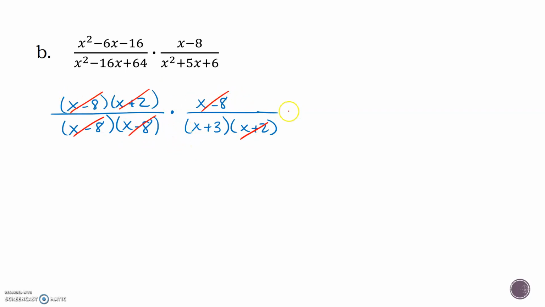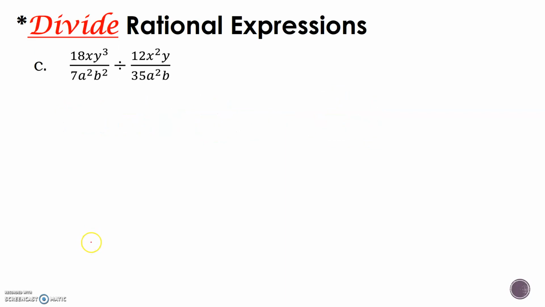I don't have anything left in the numerator, so that means if everything canceled out in the numerator, I have to have something there. So I'm going to put a 1 there. It's a 1 that's left there. In the denominator, I just have x plus 3, so it's 1 over x plus 3 in the denominator.